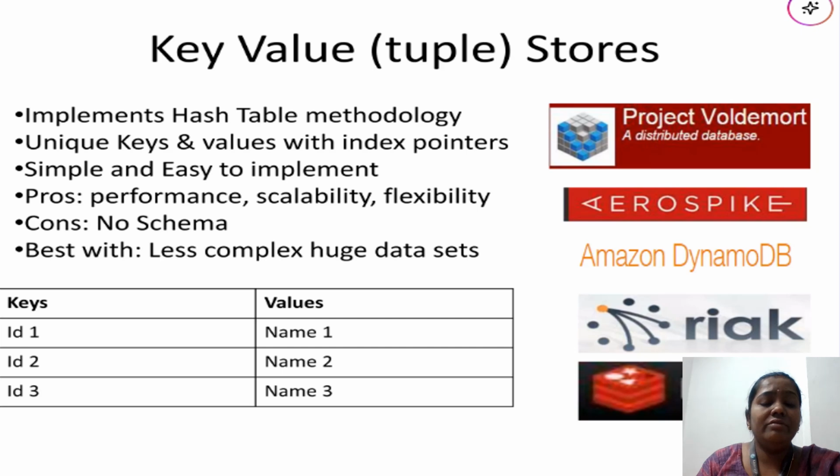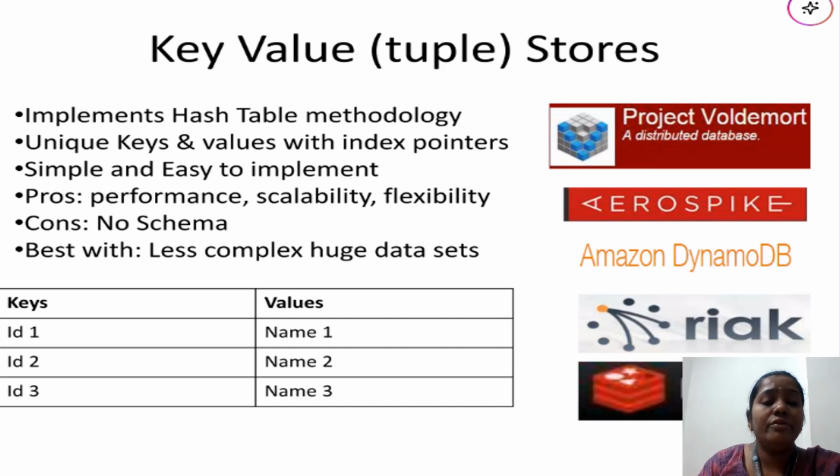tuples. So key value tuples are essentially used with unique key values, and those values will have index pointers. Unique key values are values that are different from other values and are used to identify a record in your table, and these unique key values are used for simple and easy implementations.